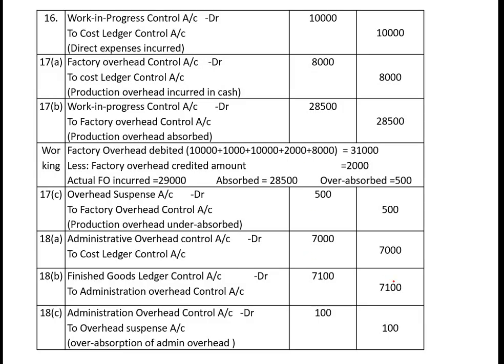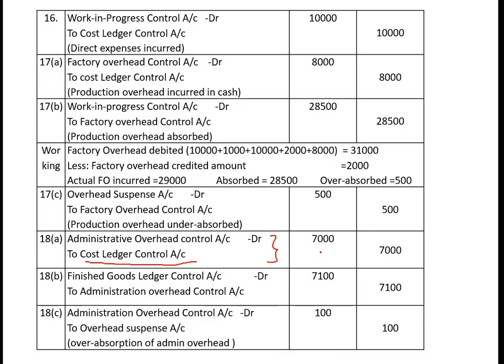That's why you can see the difference between these two entries. Only the cash expenses, indirect expenses has been incurred on administration for administrative purposes. So that's why administrative overhead control account debit 7,000 to the cost ledger control account 7,000, and this amount will be transferred to finished goods ledger control account, because after adding the administrative cost, we are having cost of goods sold or finished goods. So finished goods ledger control account debit 7,100 to administrative overhead control account 7,100. So in this case, in the administrative overhead control account, you will see a difference of 100 here.